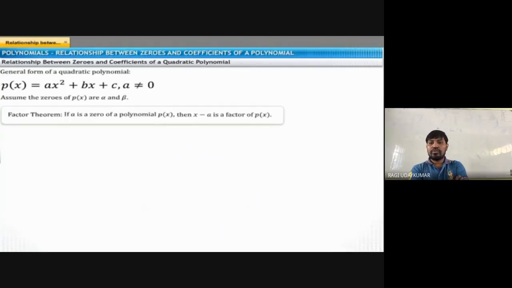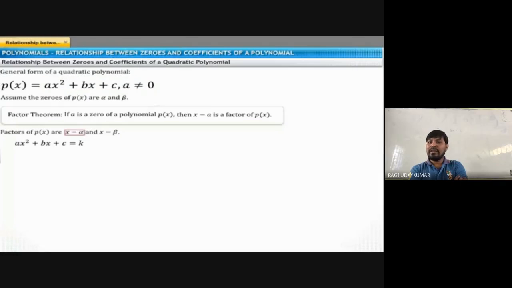So using the factor theorem, x minus alpha becomes a factor, as alpha is the zero of the polynomial. Alpha is the zero of the polynomial means x minus alpha is a factor. Okay. And beta is the zero of the polynomial means x minus beta becomes a factor of the polynomial. So for this polynomial, two zeros are there, alpha and beta.